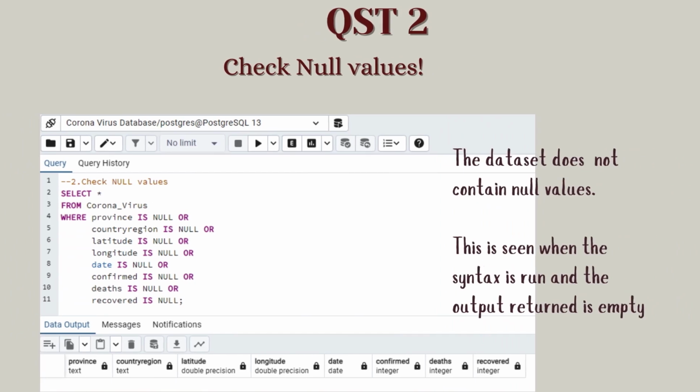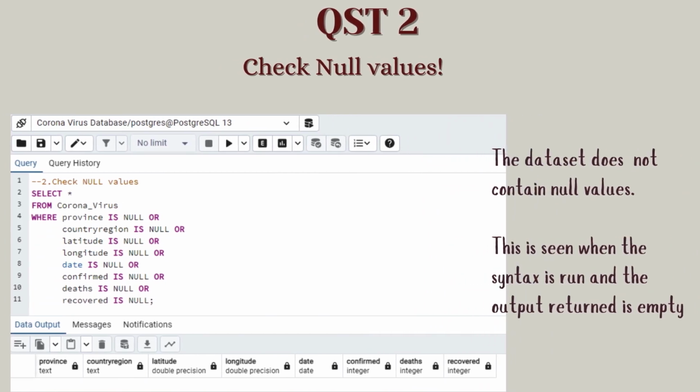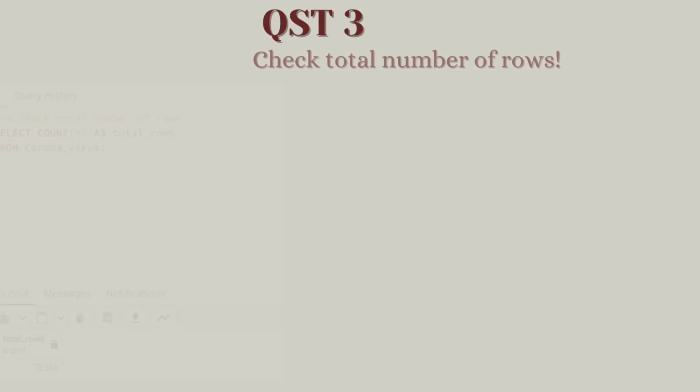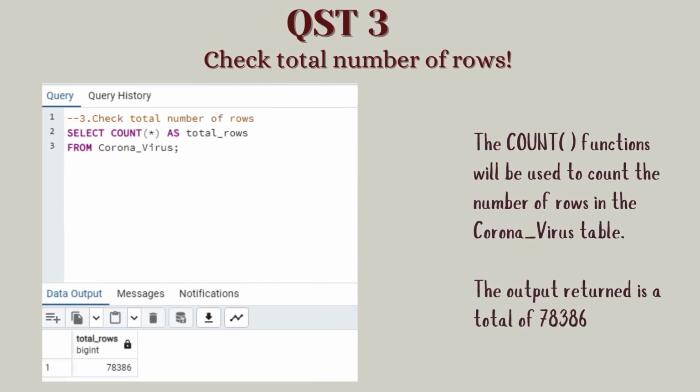In the second question, we need to check the null values. Now, we write a code to check null values. This step ensures completeness, affirming the reliability of the dataset for accurate analysis. From the query that has been run, it is seen that when the syntax is run, the output returned is empty. Therefore, we do not have any null values.